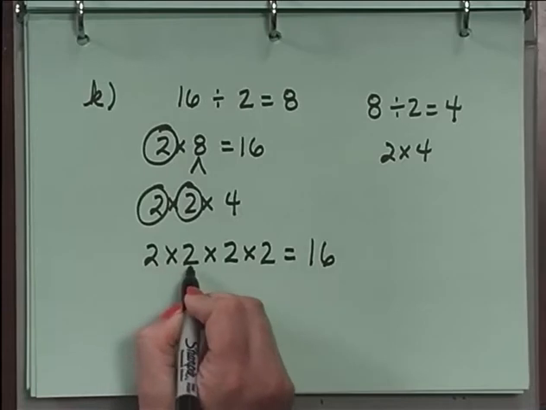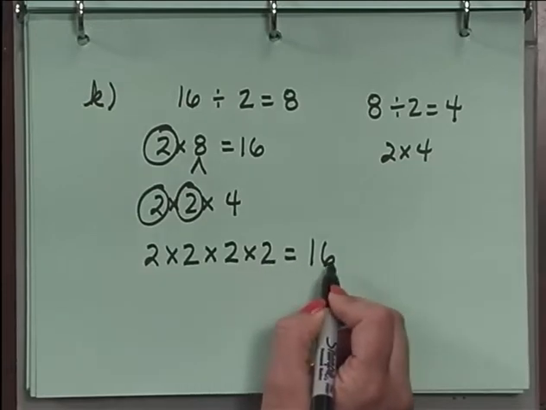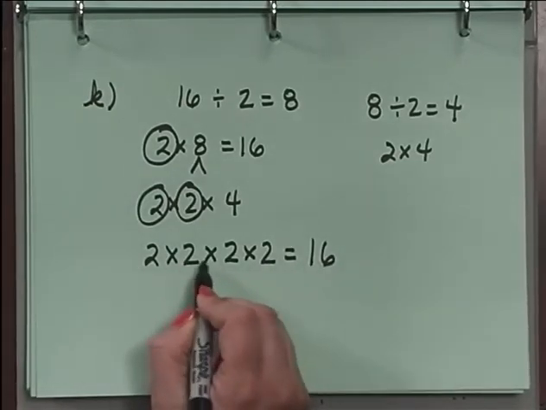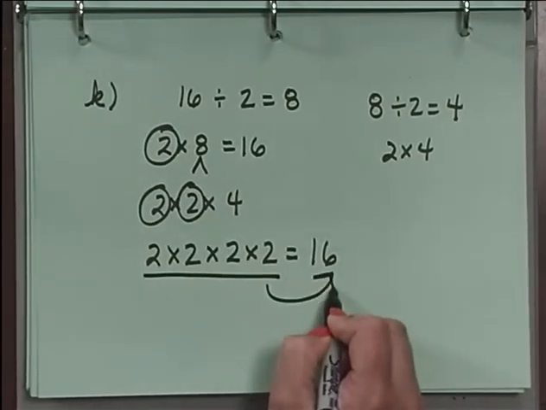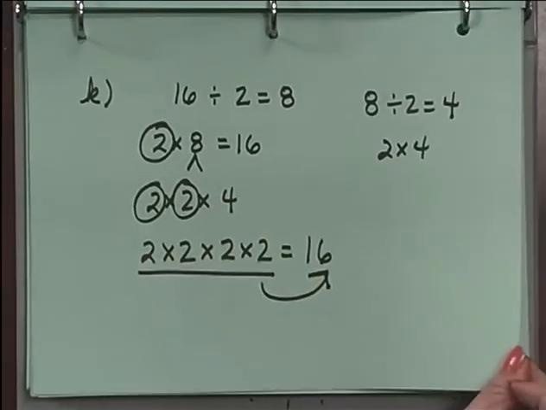Now, 2 times 2 is 4. 4 times 2 is 8. And 8 times 2 is 16. So 2 times 2 times 2 times 2 are the prime numbers which multiply to give us the product of 16. Now you may have done this before, and the method that you use is called a factor tree. So let's go over it now.